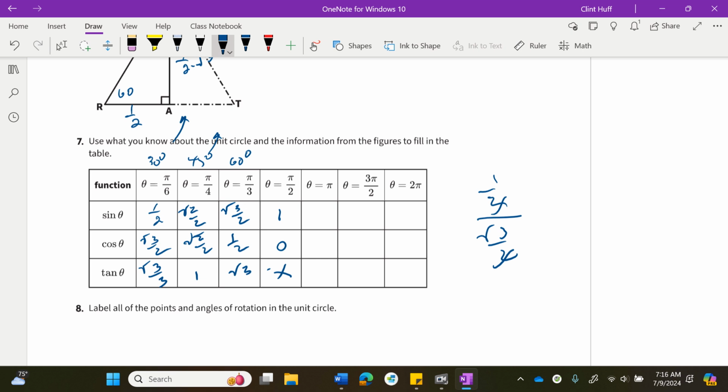Using the unit circle again for pi, the sine is going to be 0, cosine will be negative 1, and the tangent will be 0. For 3 pi over 2, we're down at (0, negative 1). So negative 1 for the sine, 0 for the cosine, and undefined again because you can't divide by 0. And 2 pi is (0, 1, 0) because we're back on the unit circle again.